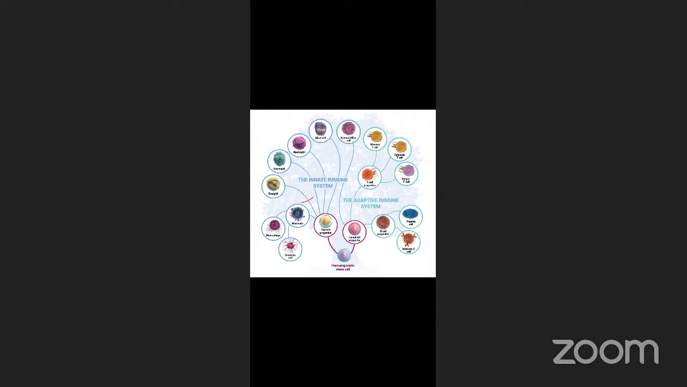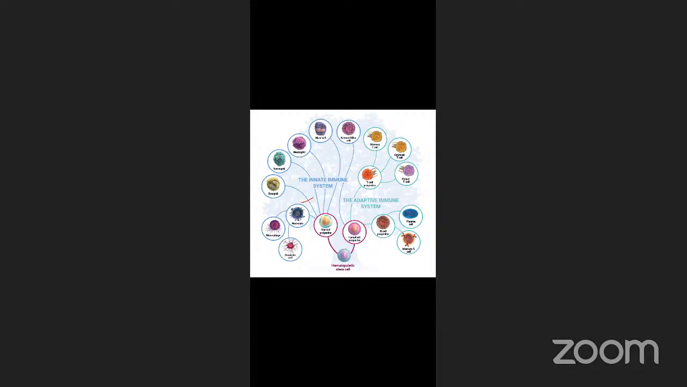Next, coming to the cells of adaptive immunity. In this branch, only two types of cells are actively involved: B lymphocytes and T lymphocytes. These cells come from the lymphoid progenitor cell, which comes from the hematopoietic stem cell. These are the T cells and B cells. In the T cells, we have three types of cells: TC cell, TH cell, and TS cell.